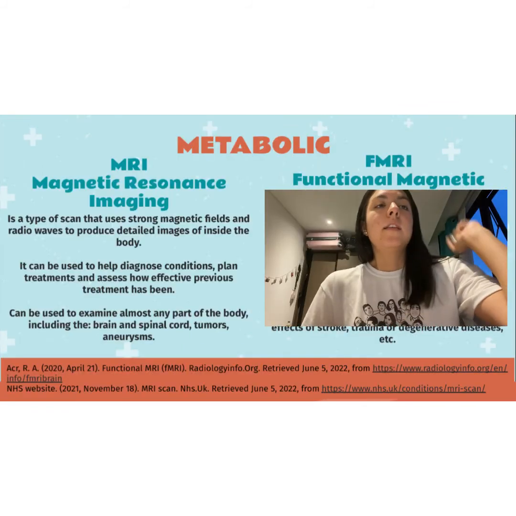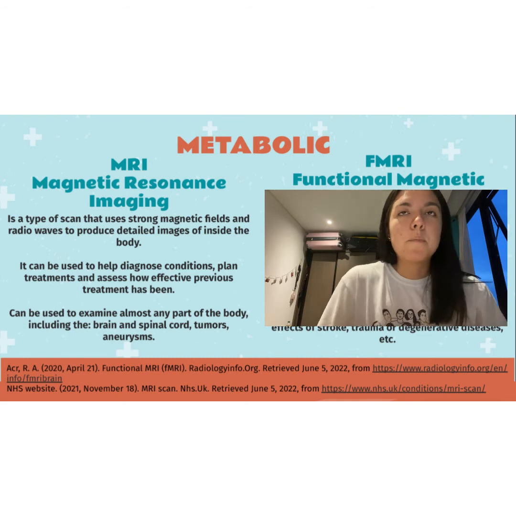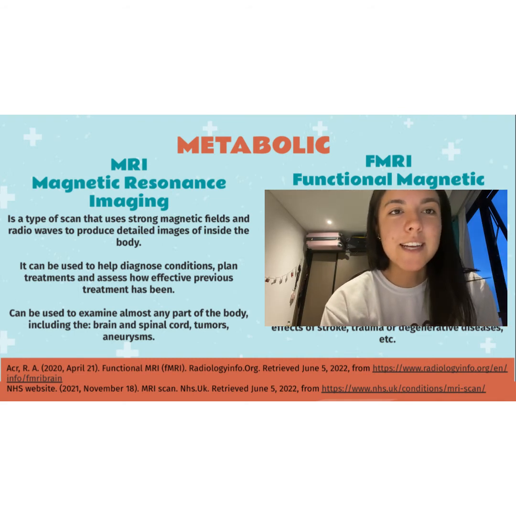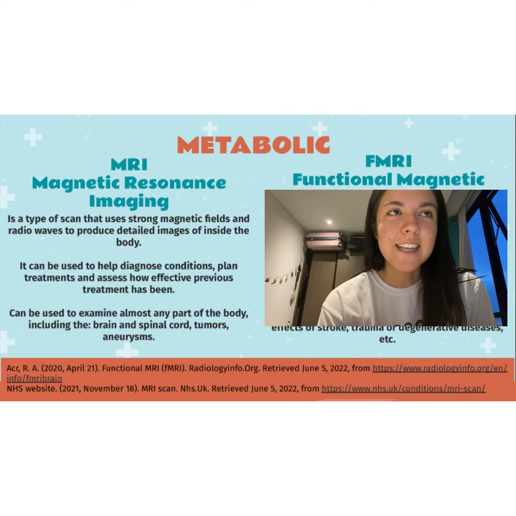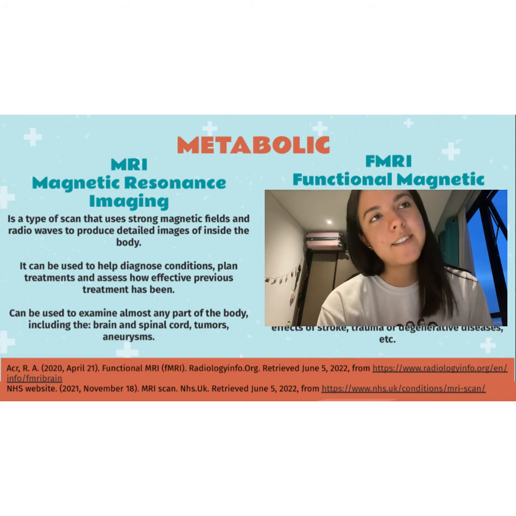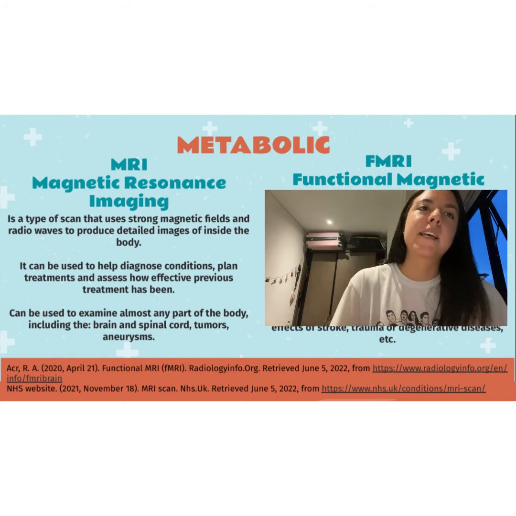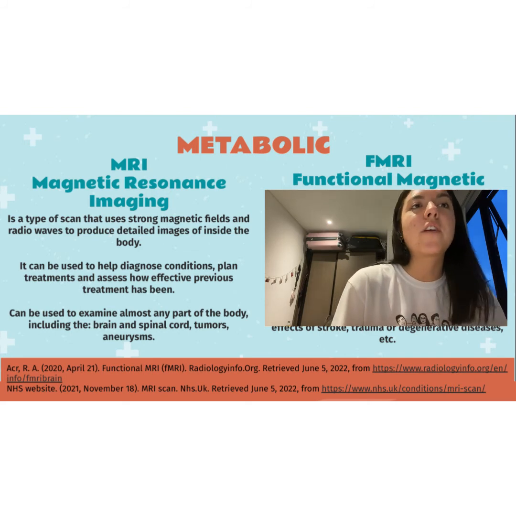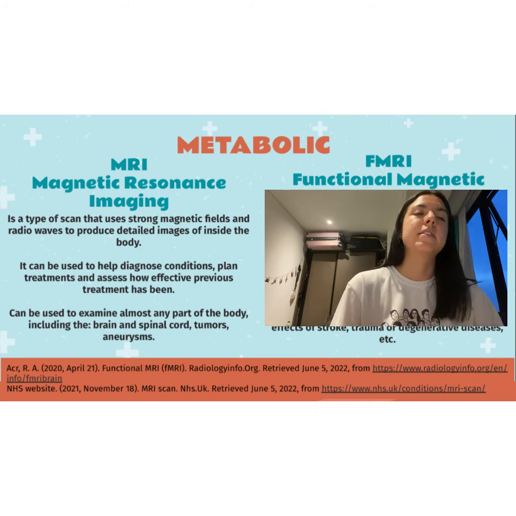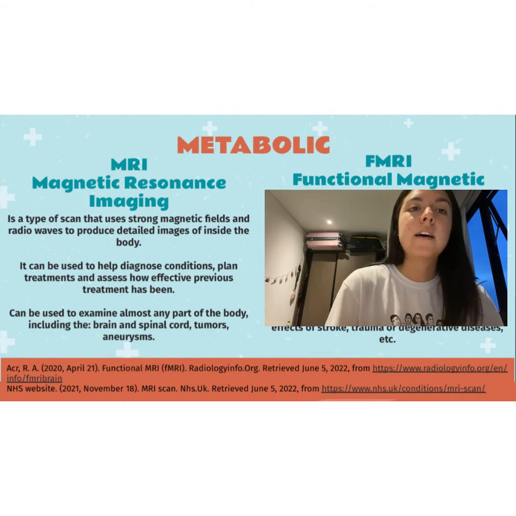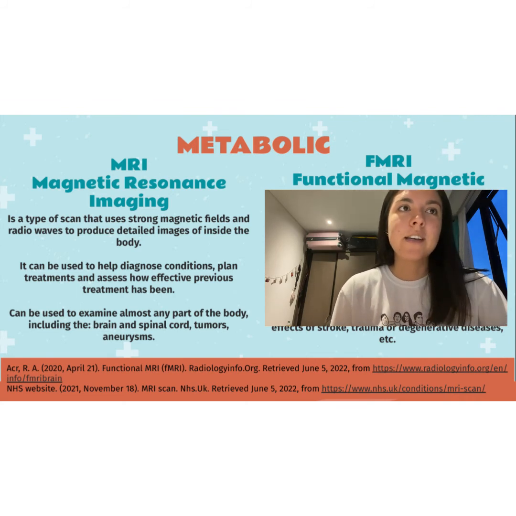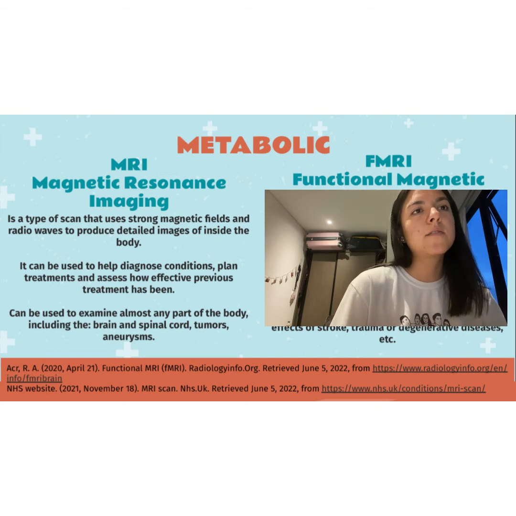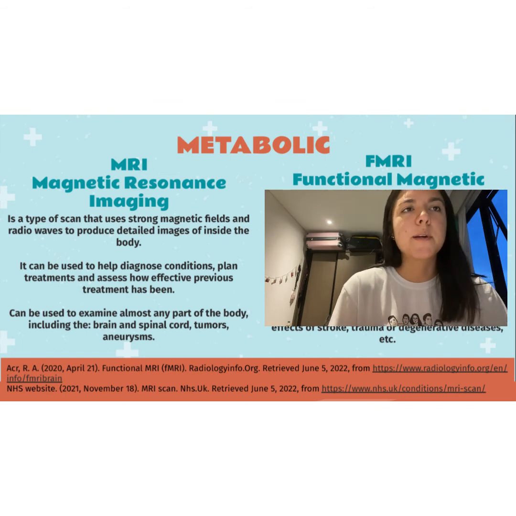Then we have the MRI. This is very popular, if I can say it like that. The magnetic resonance imaging. This is a type of scan that uses strong magnetic fields and radio waves to produce detailed images of inside the body. So this is like the images I showed you before. It can be used to help diagnose conditions, plan treatments, and assess how effective previous treatment has been. It can be used to examine almost any part of the body, including the brain and spinal cord, tumors, and aneurysms.